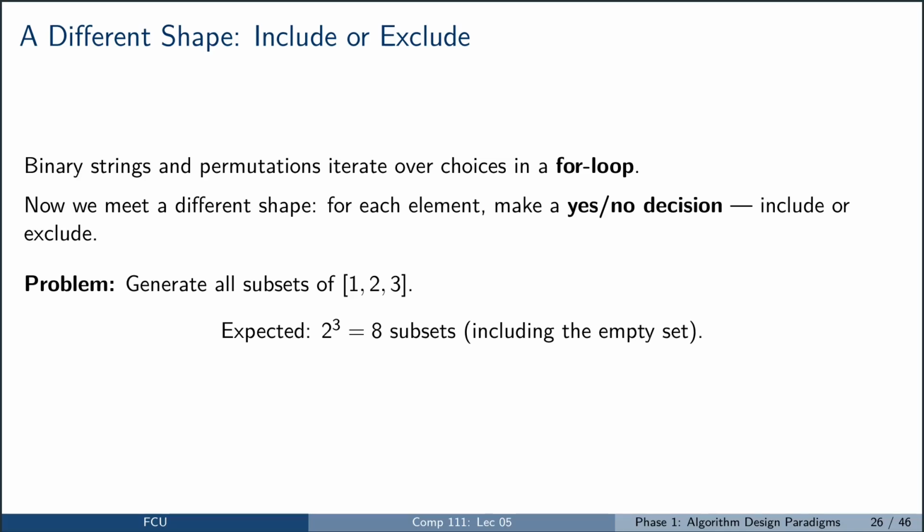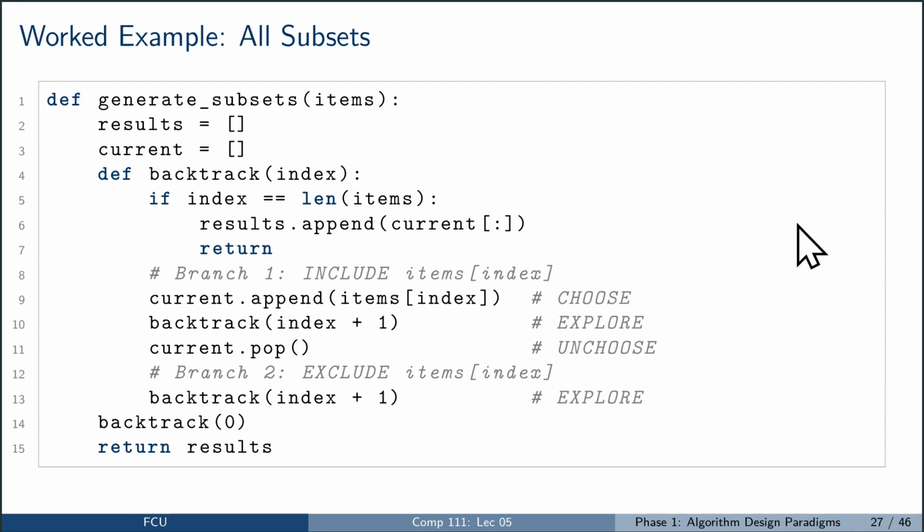So the problem is to generate all subsets of, let's say, 1, 2, and 3. We know from our math class that this is called a power set, and the number of all possible subsets of a set is 2 to the 3 in this case, that's 8 total subsets, including the empty set. So how does the code differ? Well, the first thing you note is there is no for loop in this case.